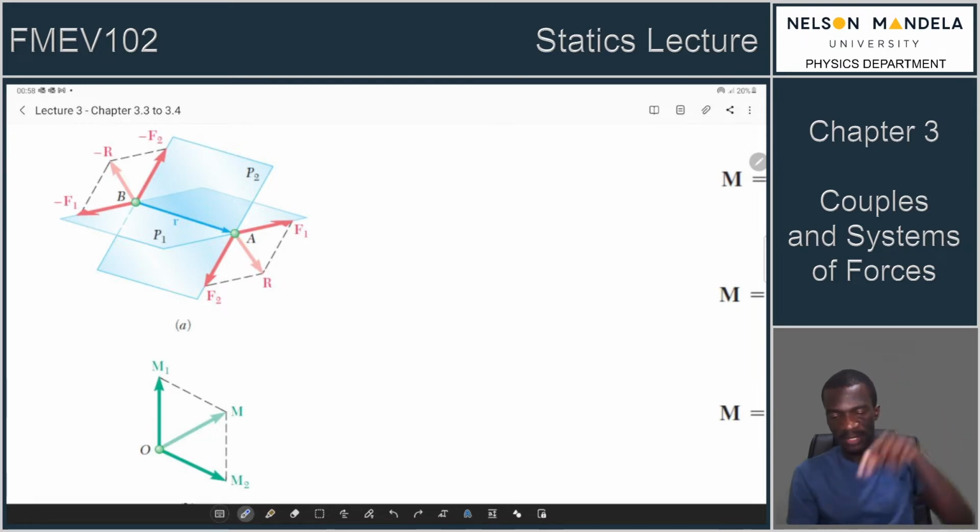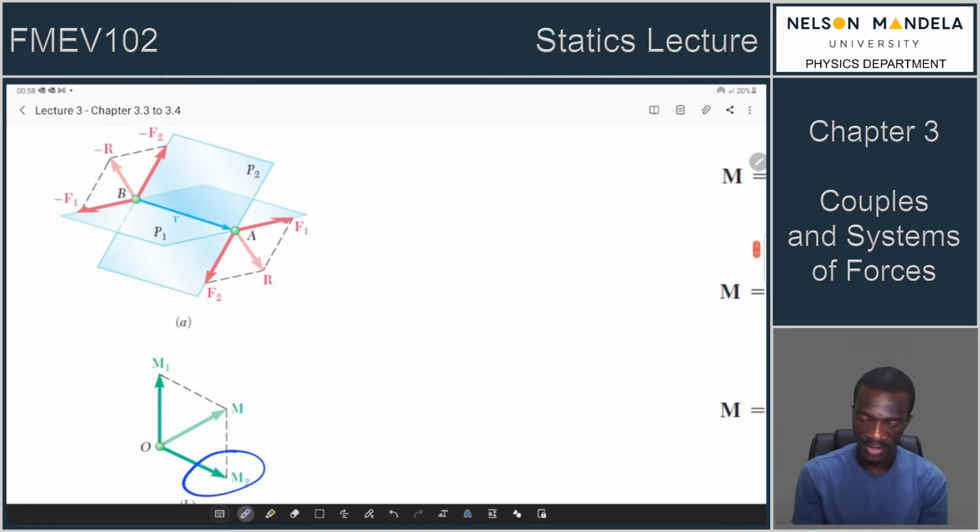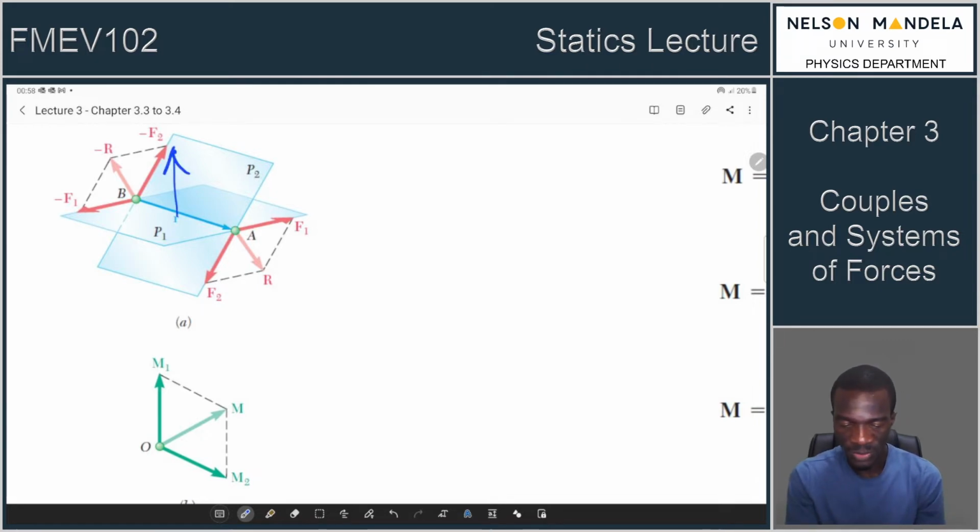Theirs is pointing in the downward direction, so it looks like that. If we look at the two moments, we have this one which was upward on P1. We also have this one which is downward on P2. Then the resultant is our resultant moment.